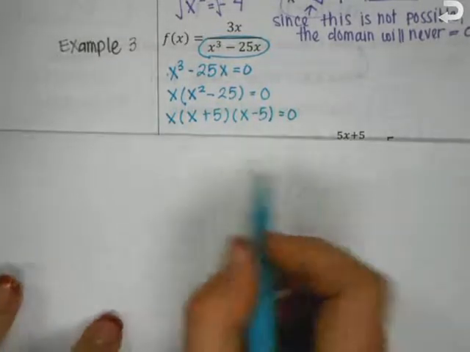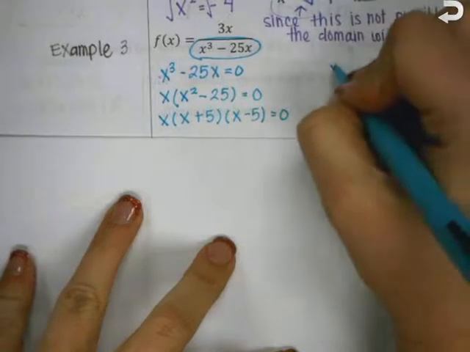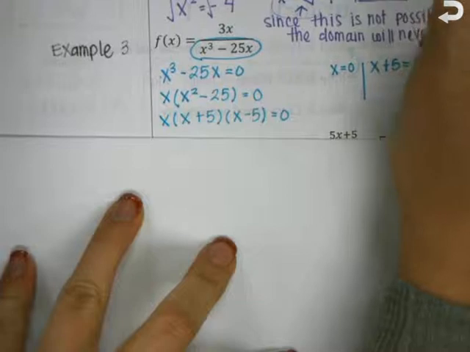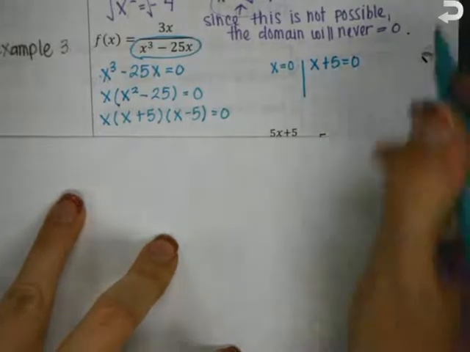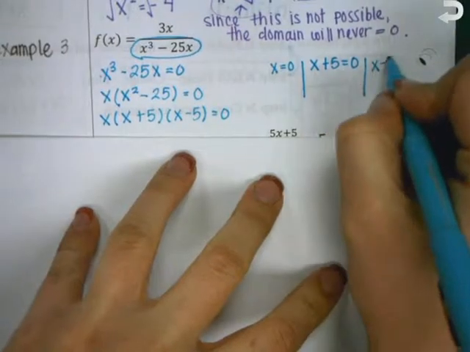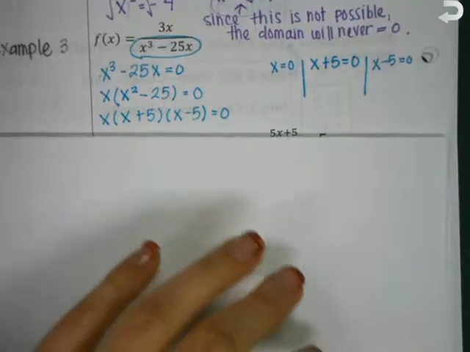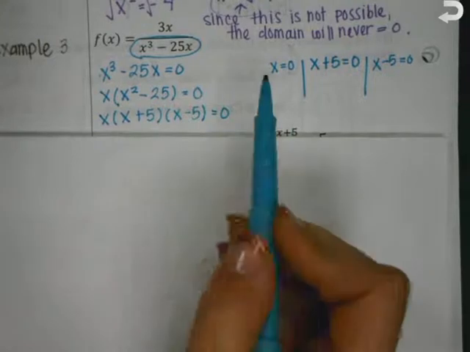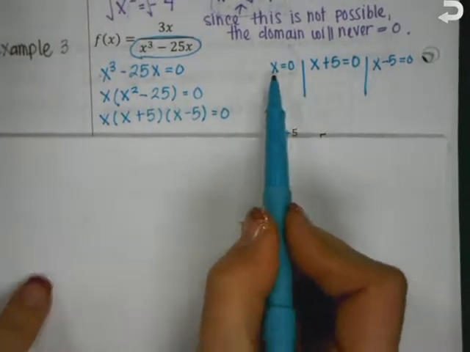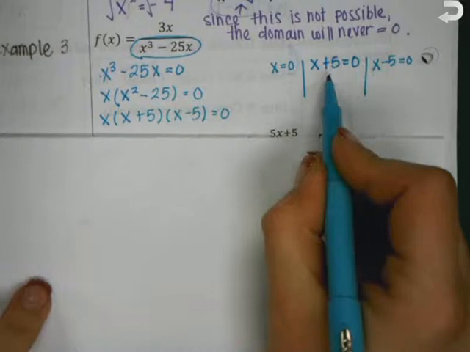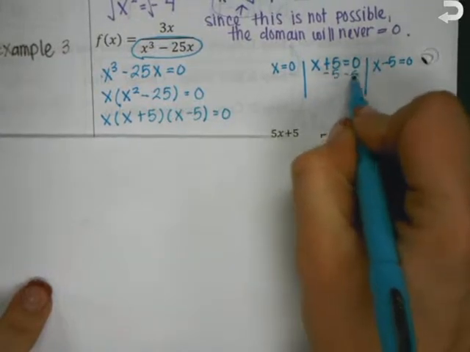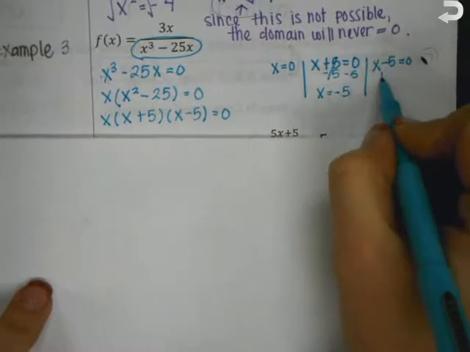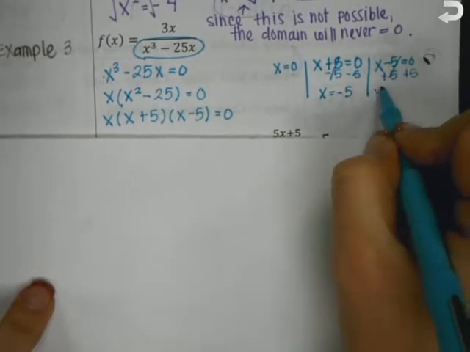So we set x equal to 0. We set x plus 5 equal to 0. And we set x minus 5 equal to 0. So we have three things we're worrying about here. Okay, x equals 0. Can I go any further than that? Nope. So we know that that's an answer. What about this one? We subtract 5 from both sides, and we get x equals negative 5. And what about this one? We add 5, and we get x equals positive 5. So what is my domain?